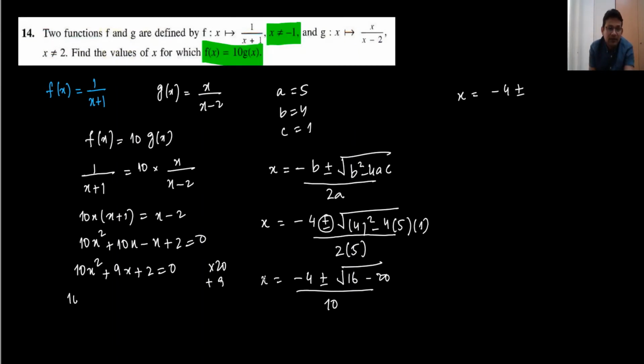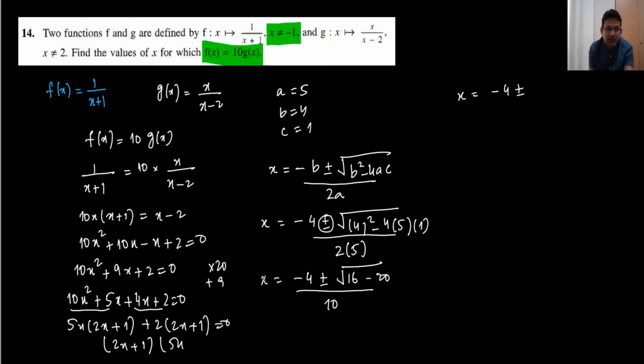These are the factors: 9x squared plus, we can write, 5x plus 4x and plus 2. So for the factors, you can take common: 5 is common, x is common, 2x plus 1, and plus, 4 is common, sorry, 2 is common, so 2x plus 1. We have the same brackets, so 2x plus 1 and 5x plus 2 equals 0.